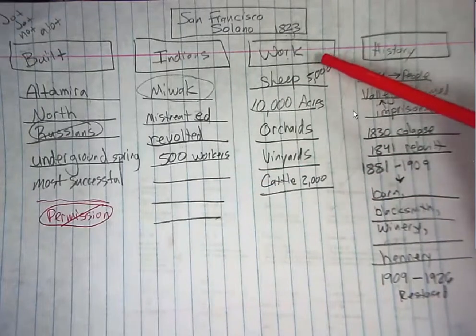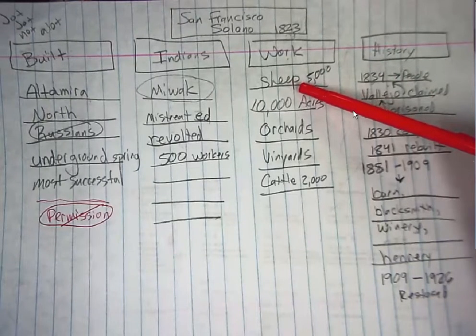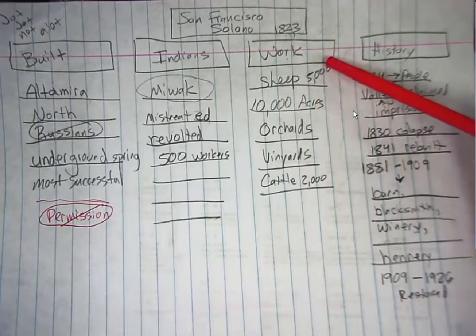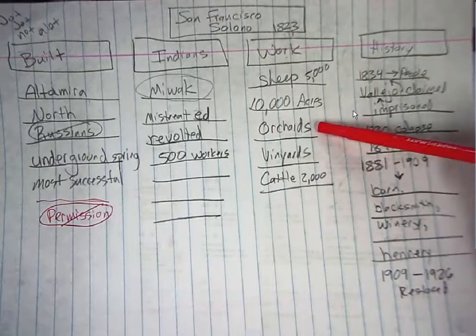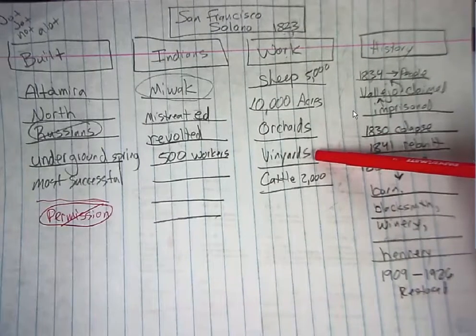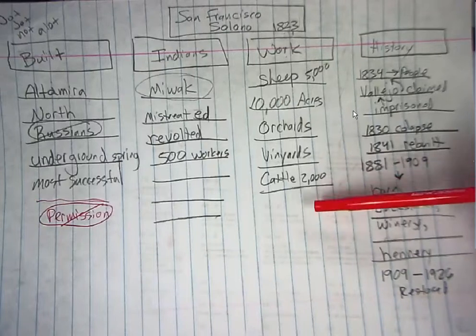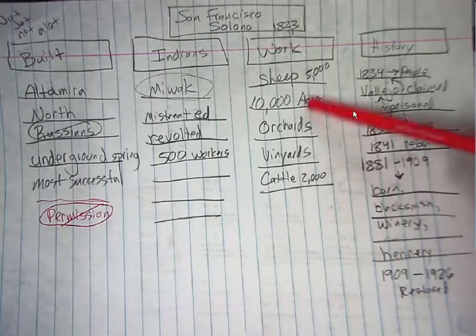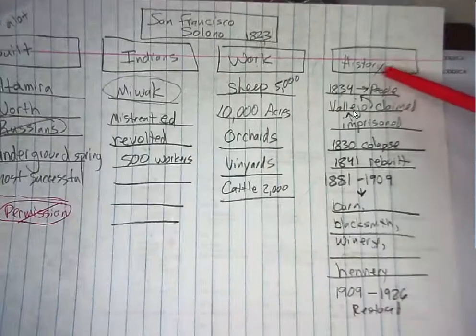Then my next paragraph is going to be about the type of work they did at the mission. And again, this is all stuff that I found through these websites. They raised sheep. They had an average of 5,000 sheep. The mission was 10,000 acres, which consisted of orchards and vineyards that they used to make wine. They had cattle, over 2,000 head of cattle at this mission. And again, I have plenty more research to do, but I could probably write at least 3 or 4 sentences based on this information. The last paragraph is just going to be on the history of the mission.